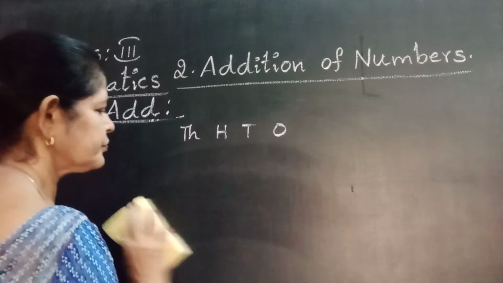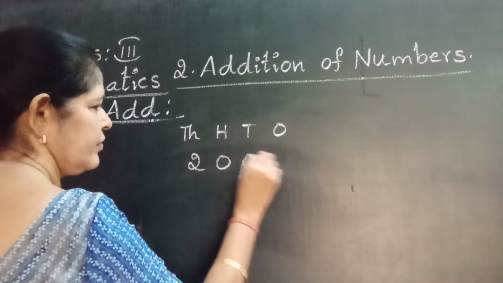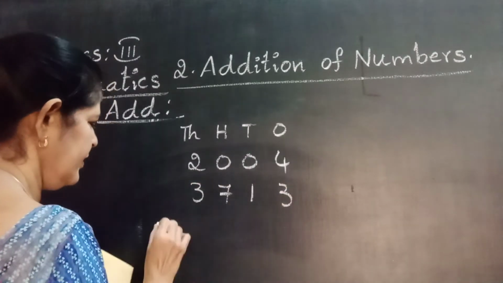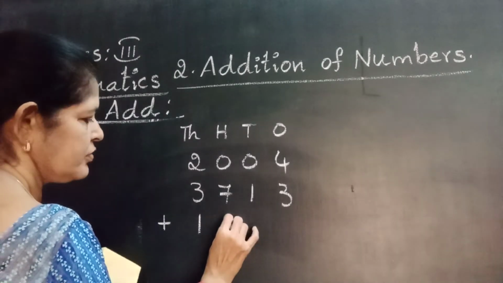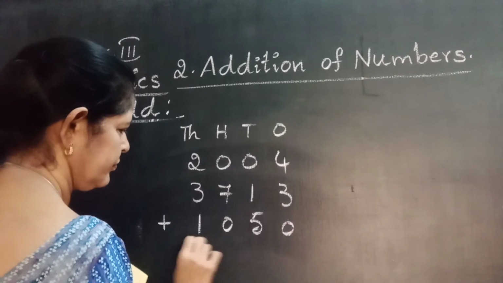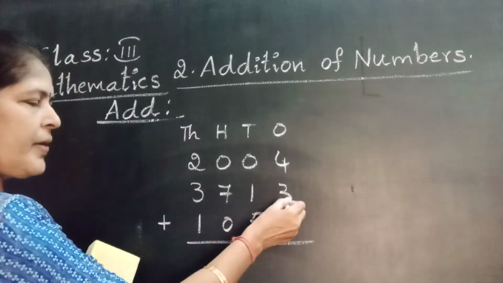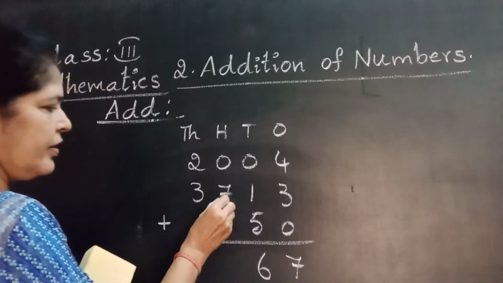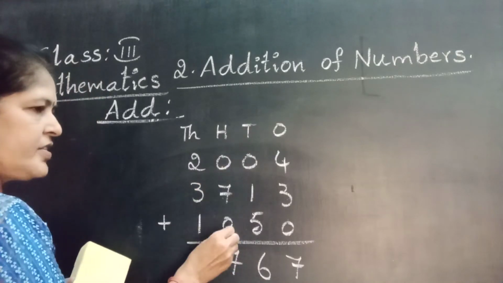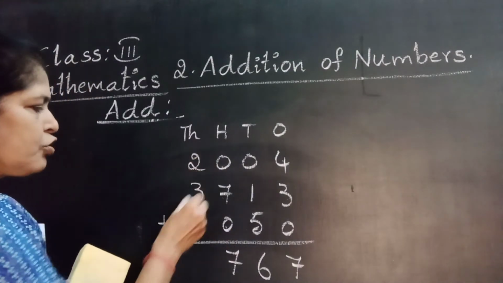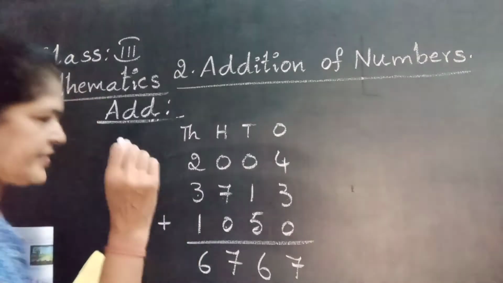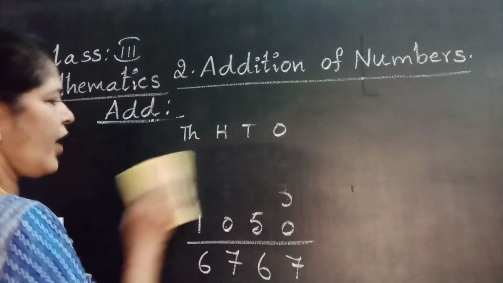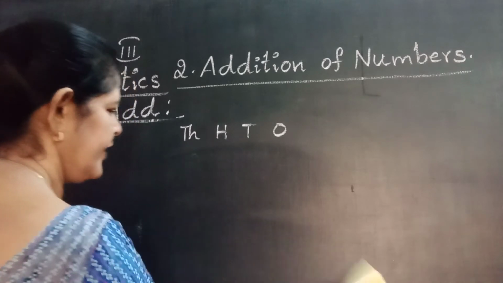Another example. 2004 plus 3713 plus 1050. Start from ones. 4 plus 3. Yes, very good. Now 1 plus 5. Very good. Now 7. No need to add 0. 0 plus number, same number. Now 2 plus 3, 5. 5 plus 1, 6. 4 digit numbers, 3 lines, without regrouping. Now I am going to show with regrouping.